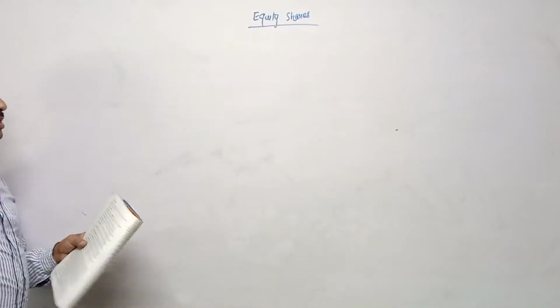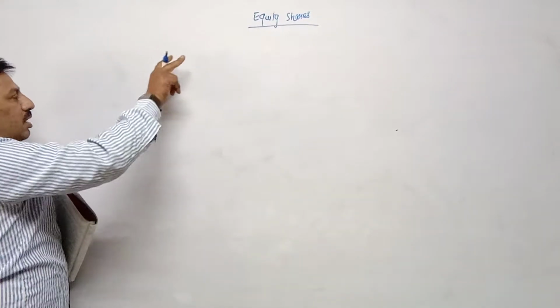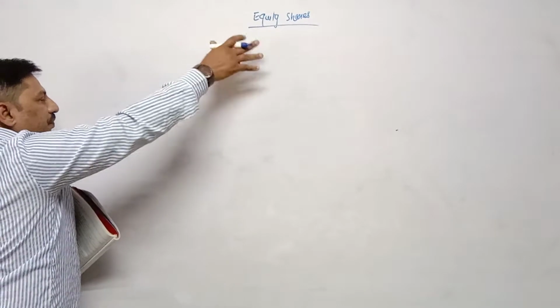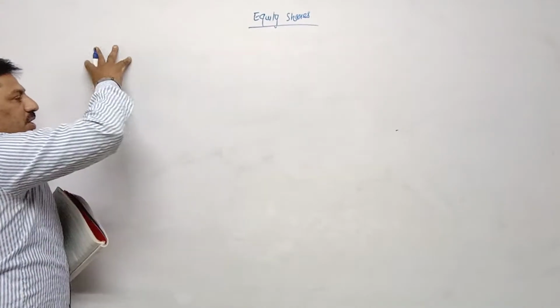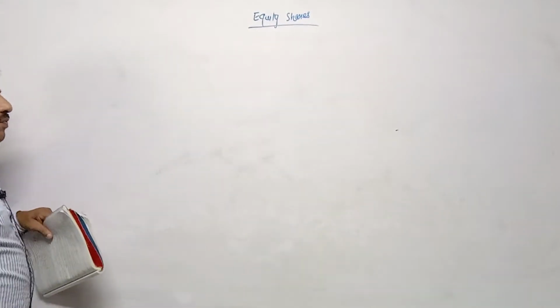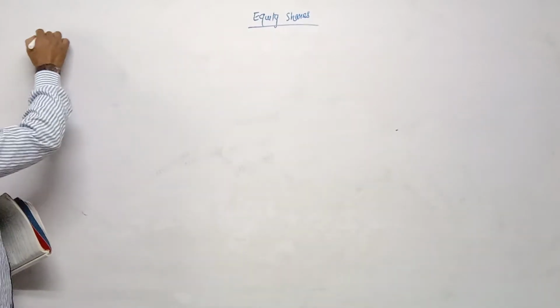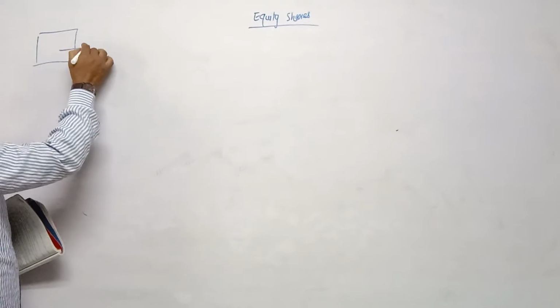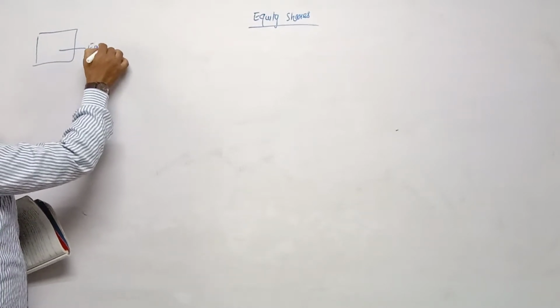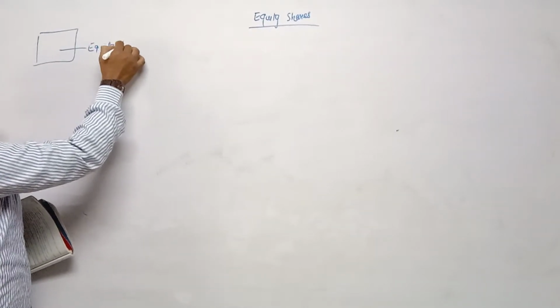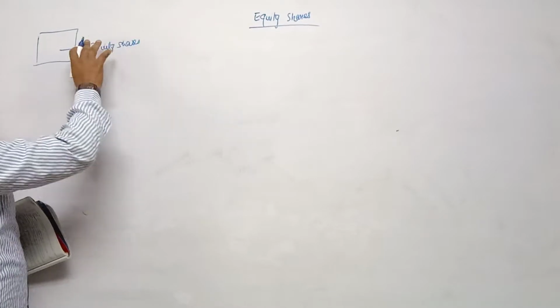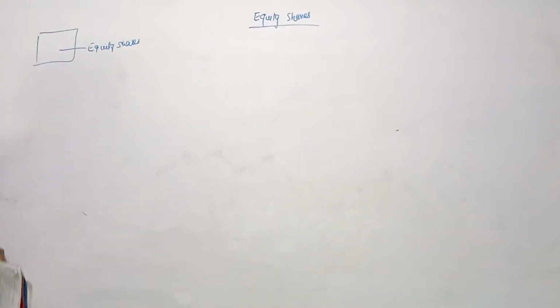The shares, in total, are of two types: equity shares and preference shares. Now what is the difference between equity shares and preference shares? The person who purchases equity shares, first of all, this is about the meaning of equity share. First of all, try to understand what is share.